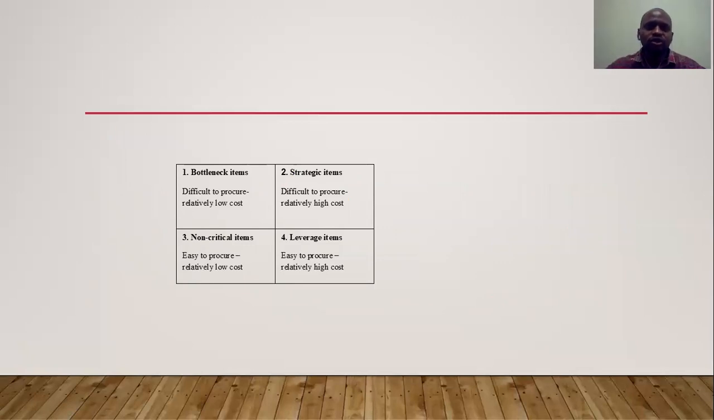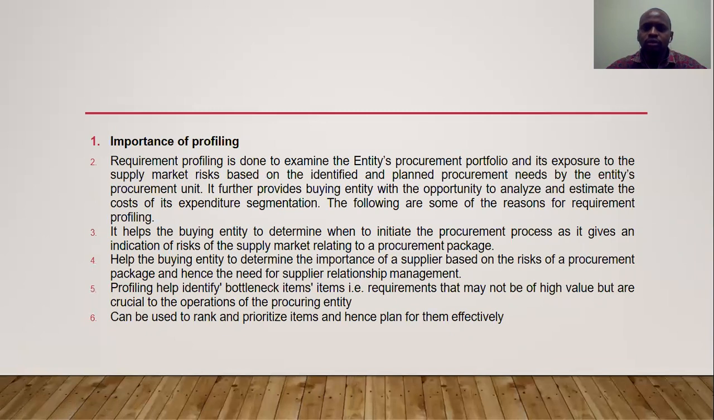And the figure that follows classifies or profiles various items. The first category is the bottleneck items, which are difficult to procure and relatively low cost. Then we have the strategic items that are difficult to procure at relatively high cost. And we have the non-critical items and the leverage items. So this is a profiling matrix that is very common in procurement.